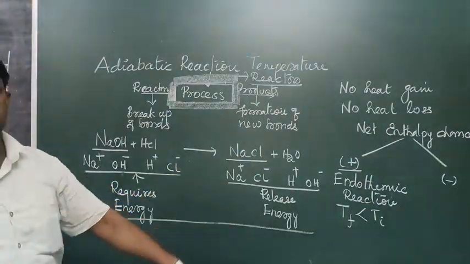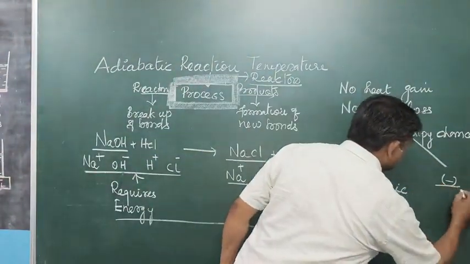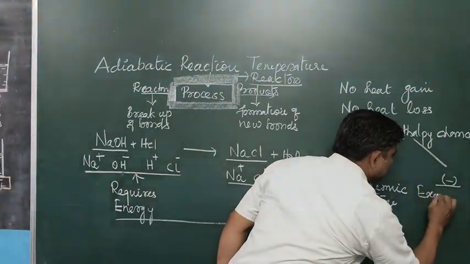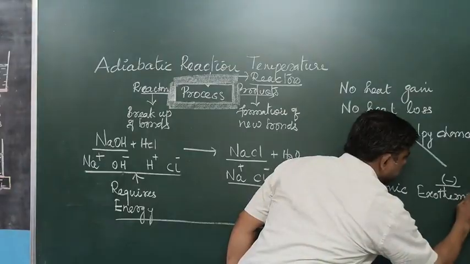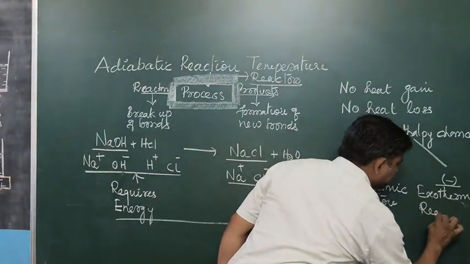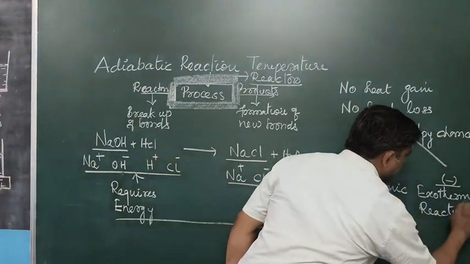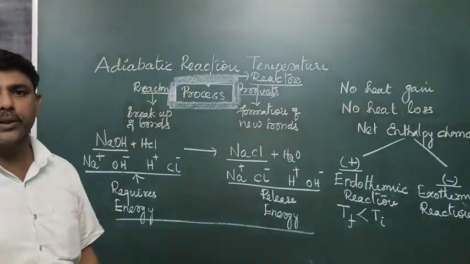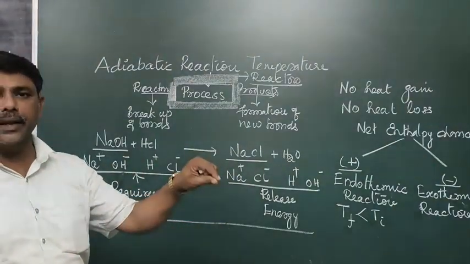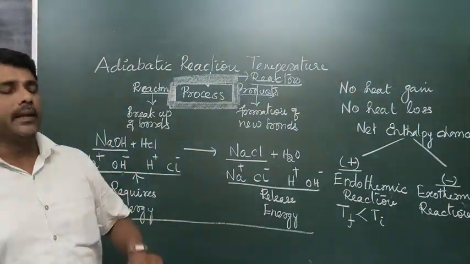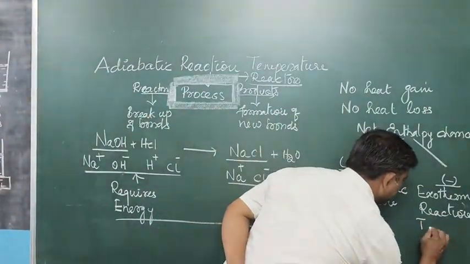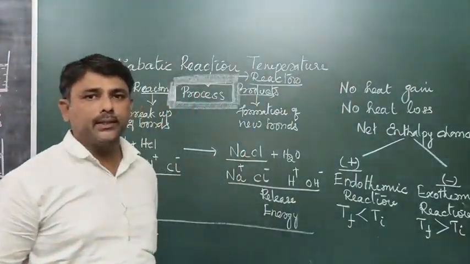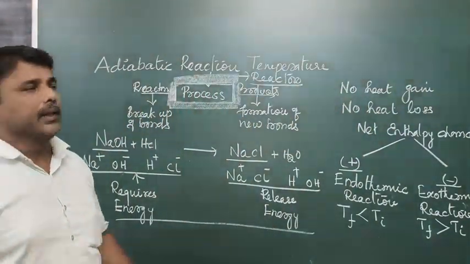If the net enthalpy change value is negative, it is called an exothermic reaction. That means it rejects energy to its product stream. Consequently, the final temperature of the reacting system will be increased. It is higher than the initial temperature of the reacting system. This temperature is called the adiabatic reaction temperature.